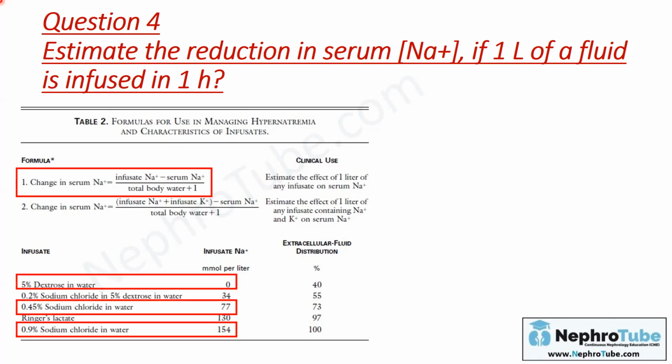And as we will use dextrose, half-normal saline, or normal saline, we have to know the sodium content of each. Dextrose sodium content is 0, as with tap water. In half-normal saline, the sodium content is about 77, and in 0.9% sodium chloride saline, its sodium content is 154. So we have to use these contents in the equation to know the change in serum sodium.